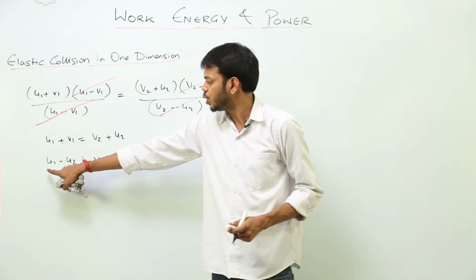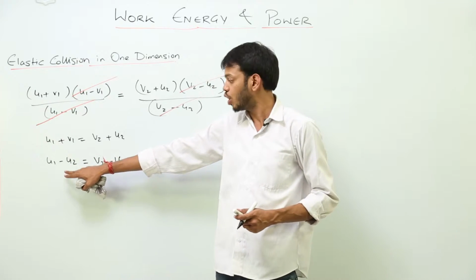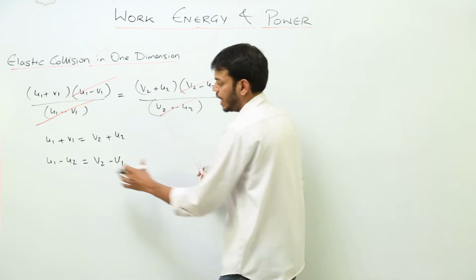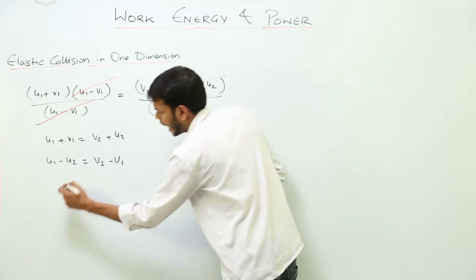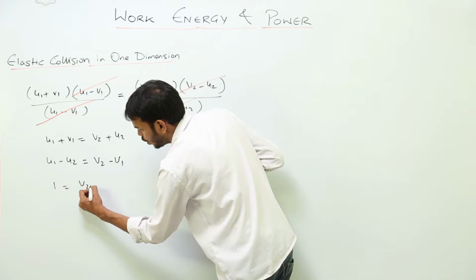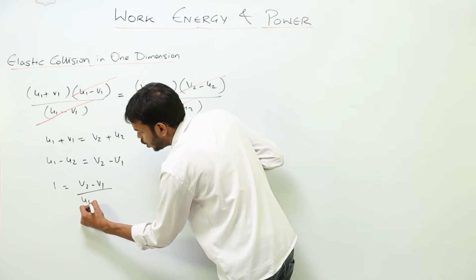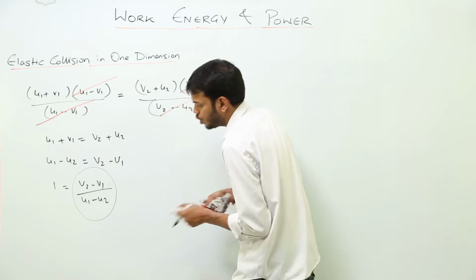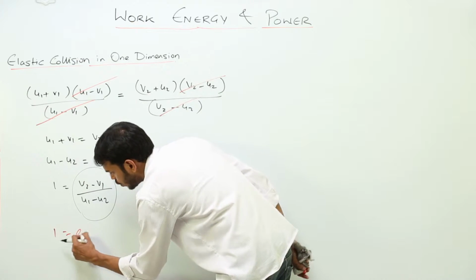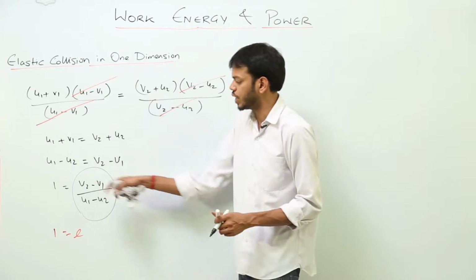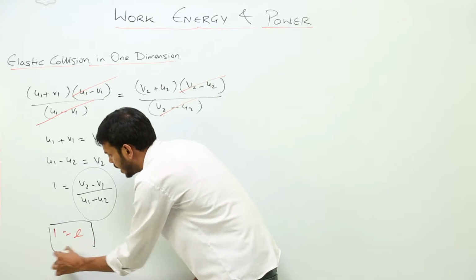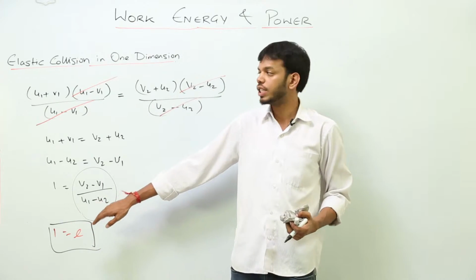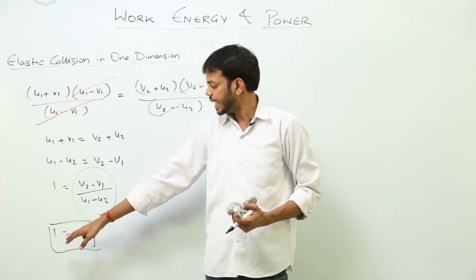What is this term, u1 minus u2? This is the relative velocity of approach. This term is the relative velocity of separation. So if I bring this part down, I'll be left with 1 is equal to (v2 minus v1) over (u1 minus u2). So this is actually the coefficient of restitution. So 1 is equal to e. This is what this equation is giving, right? So in a way we have just proved that the value of the coefficient of restitution in an elastic collision is 1, okay?